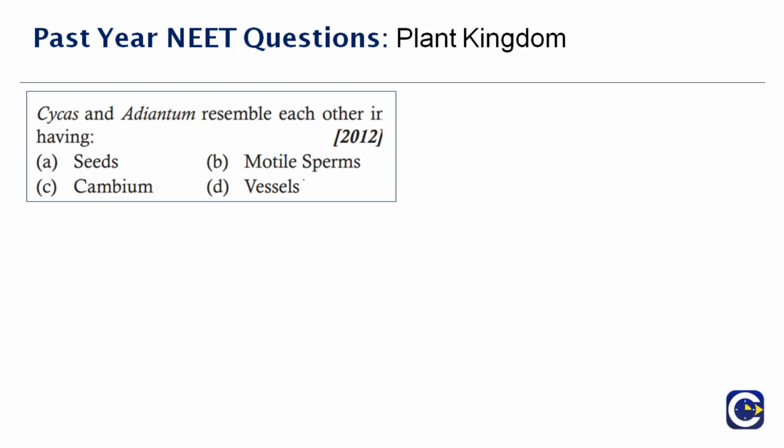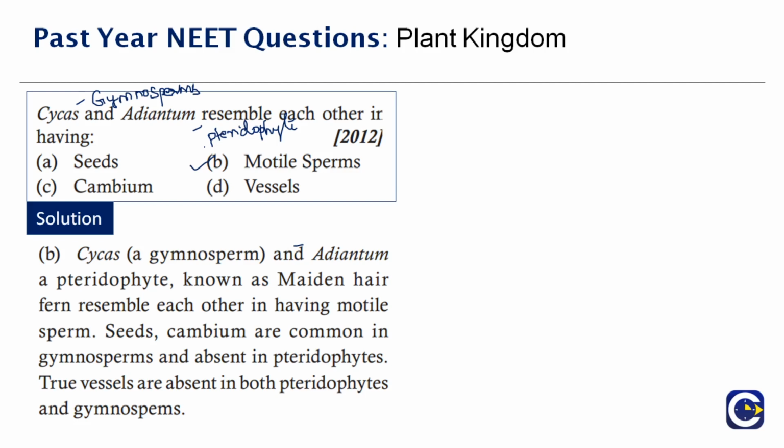Cycas and Adiantum resemble each other in having dash. So this question was asked in the year 2012. Okay, as we all know, Cycas belongs to gymnosperms, and Adiantum is a pteridophyte. Okay, so Adiantum is a pteridophyte, and Cycas is a gymnosperm. Adiantum is also known as maidenhair fern, which resemble each other in having motile sperms. So the correct answer is option B. Okay, so they are all known to have something called maidenhair, Adiantum caudatum.